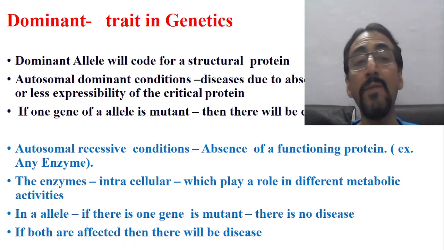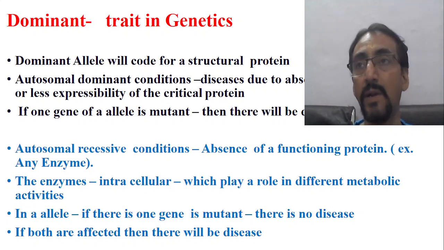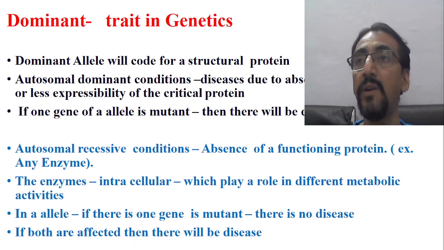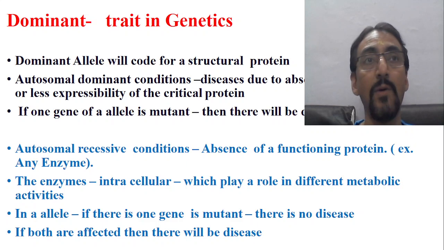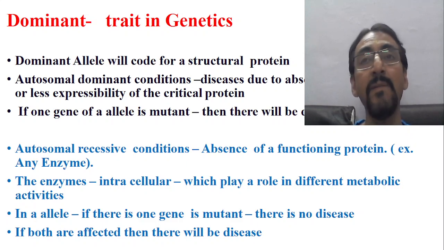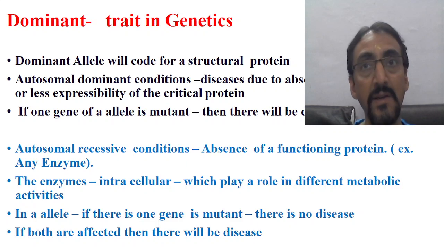If one gene of the allele is mutant, we know that definitely there will be a disease. This is an example of two brothers. Mother has given work to two brothers, and if one brother is not interested to do the work, what will he do? He will also go and disturb the other one. Ultimately, both are not doing the work, and there is a total mess, isn't it?